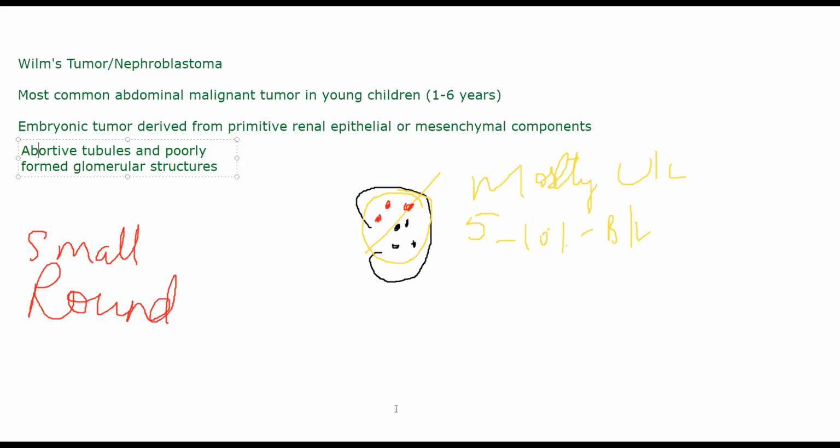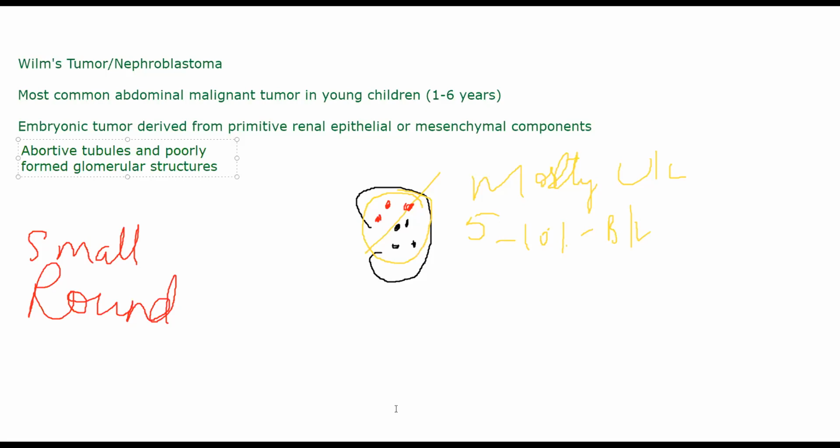Main takeaway points is that it occurs in young children 1 to 6 years of age, and it is derived either from primitive renal epithelial cells or primitive mesenchymal components. Okay, it is generally a big solitary tumor that covers most of your kidney, and it is grayish white to creamish yellow in color with small spots of necrosis and small spots of hemorrhage.